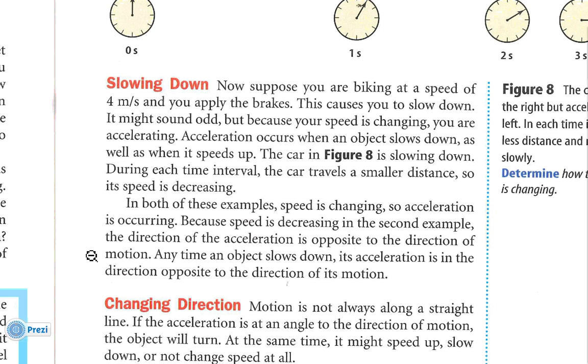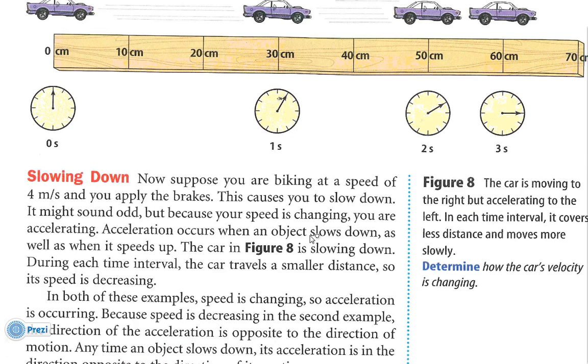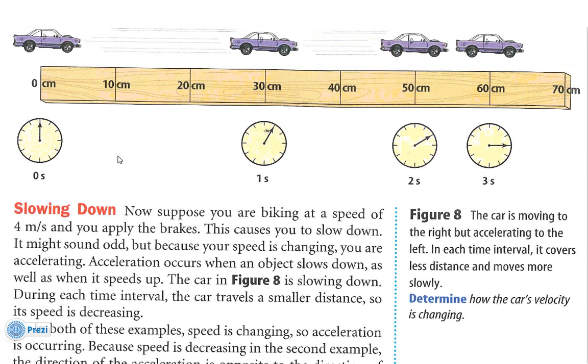Anytime an object slows down, its acceleration is in the direction opposite to the direction of its motion. This is information you will use when you get into physics class. All right, so now we have our car. You see 0 seconds, it's here. At 1 second, it's at 30 centimeters. And then the same time interval, but it doesn't travel as far because it is slowing down.